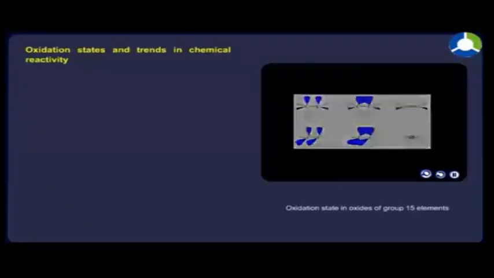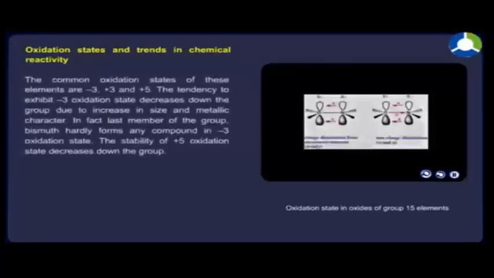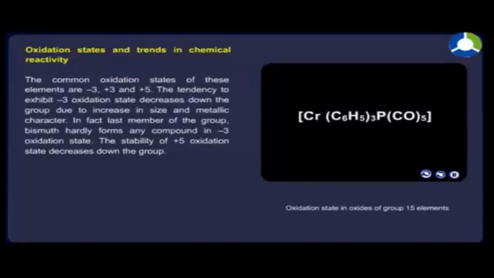Oxidation states and trends in chemical reactivity. The common oxidation states of these elements are -3, +3 and +5. The tendency to exhibit -3 oxidation state decreases down the group due to increase in size and metallic character. In fact, the last member of the group, bismuth, hardly forms any compound in -3 oxidation state. The stability of +5 oxidation state decreases down the group.